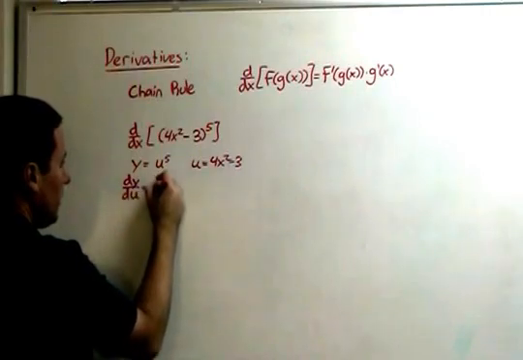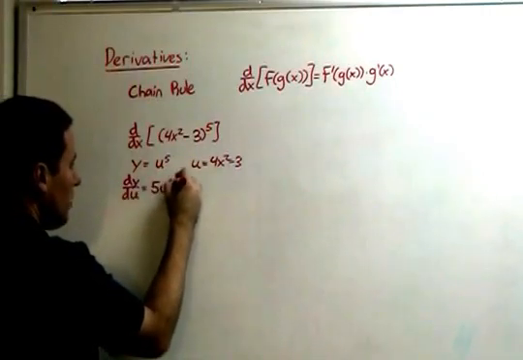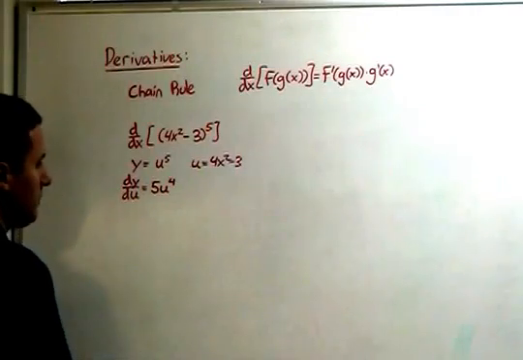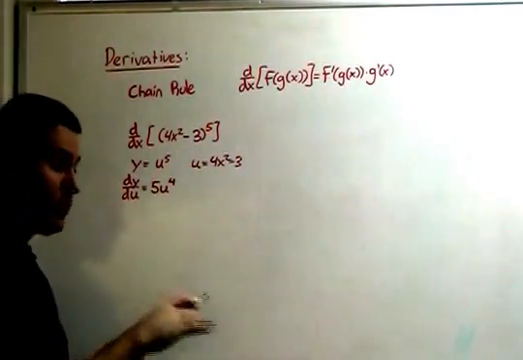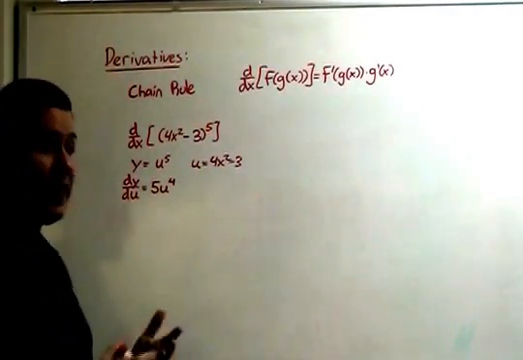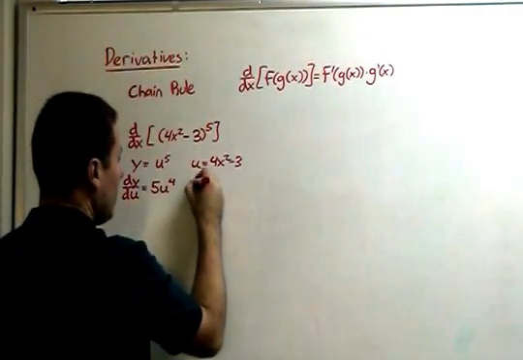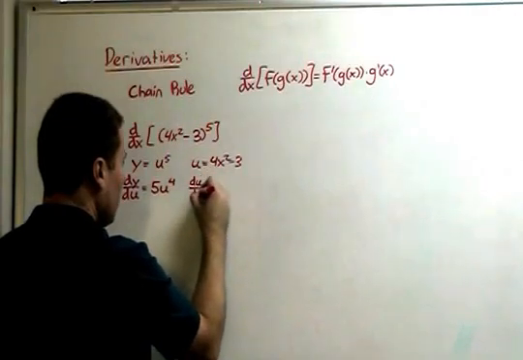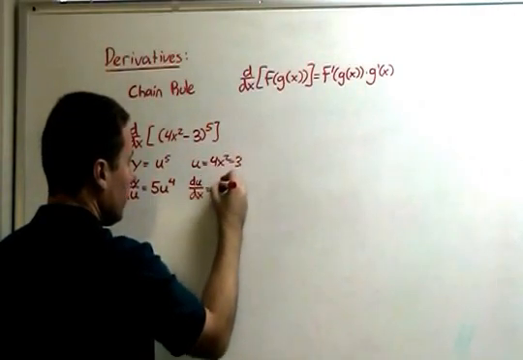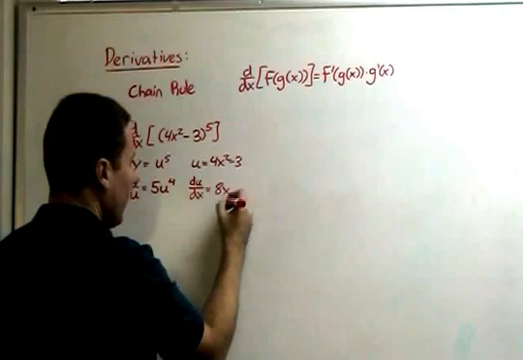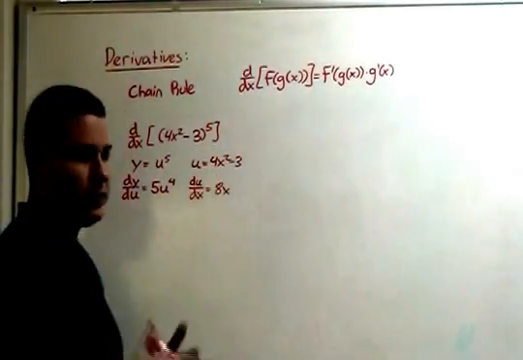All right? So dy du is equal to 5u to the fourth. All right? dy du, not dy dx. We're going to find what dy dx is, but we need dy du. And then du dx is equal to, bring the 2 down, 8x. And the derivative of 3, which is a constant, is 0.